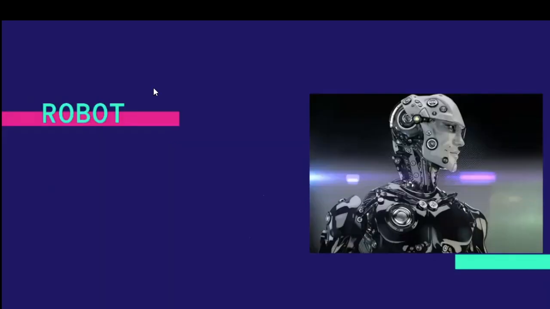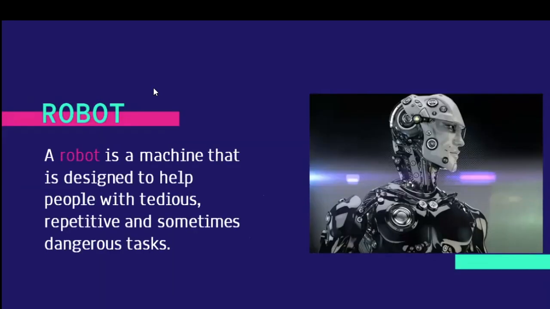Okay. A robot is a machine that is designed to help people with tedious, repetitive, and sometimes dangerous tasks. So a robot is a machine that helps people to do certain tasks, such as very tiring tasks, like working under the sunlight. Repetitive means humans don't like to do the same task again and again, because they get bored doing the same thing. So robots can do such work also.